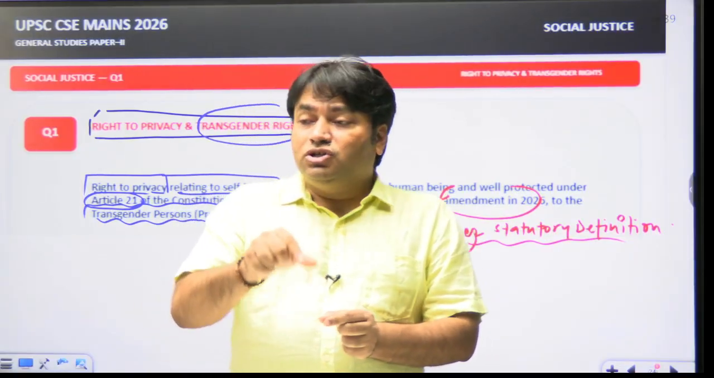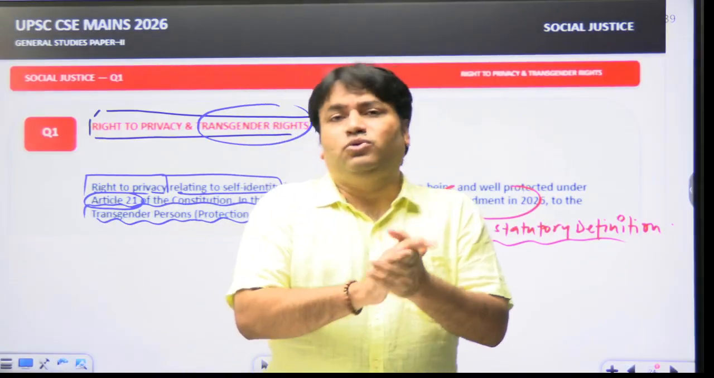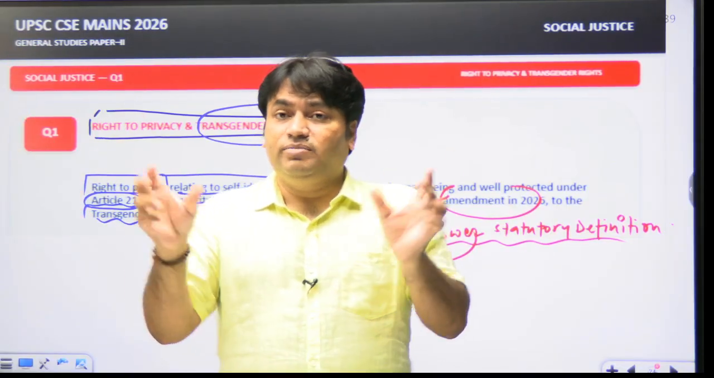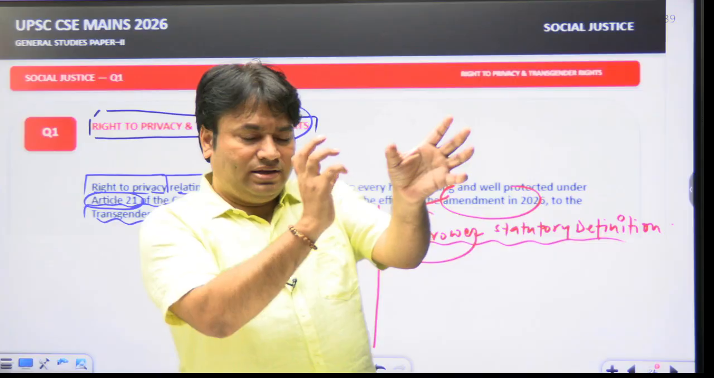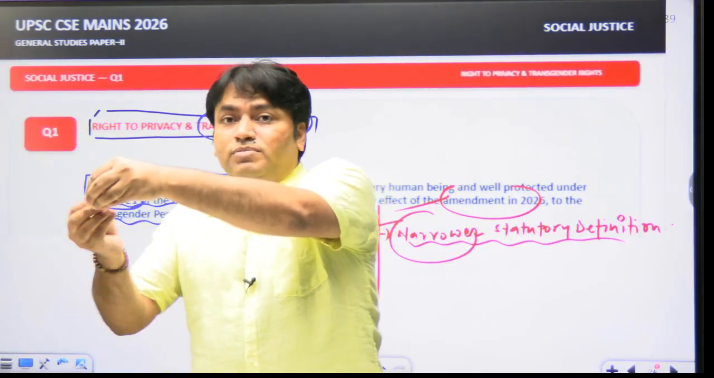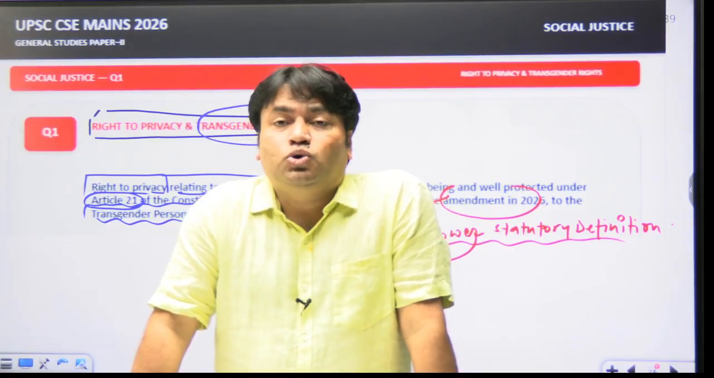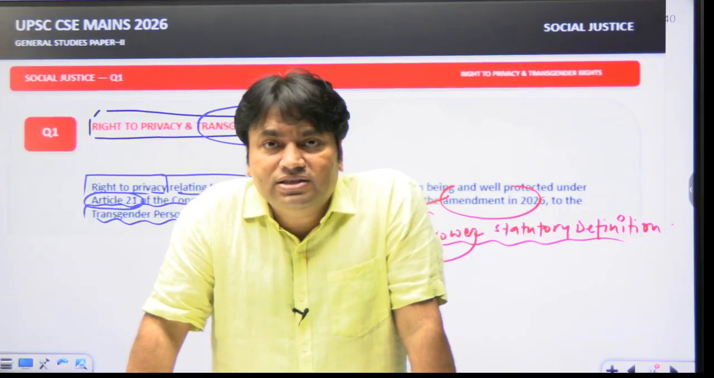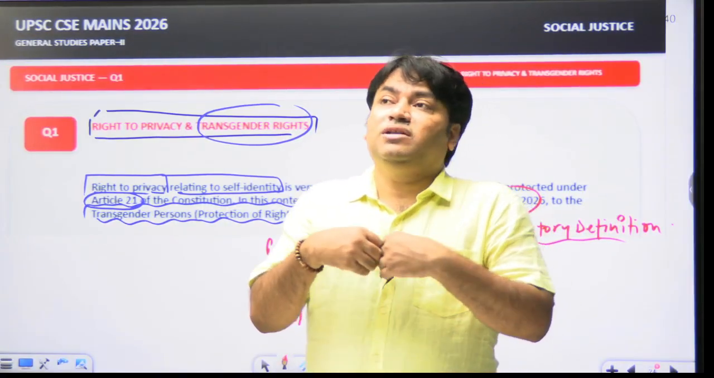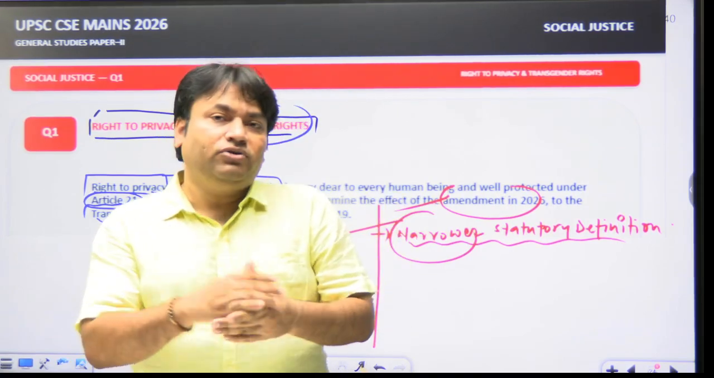But due to this 2026 amendment, the situation has changed. Now I must fit into legally specified categories to be recognized as transgender. That is the main difference. Previously, one could identify oneself as a transgender. From the 2026 amendment onwards, one must fit into legally specified categories. So how can you fit into them? Obviously, there will be an involvement of a medical board. Self-certification is not accepted now.